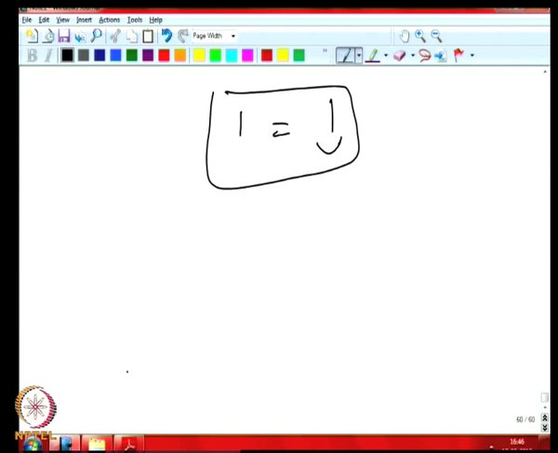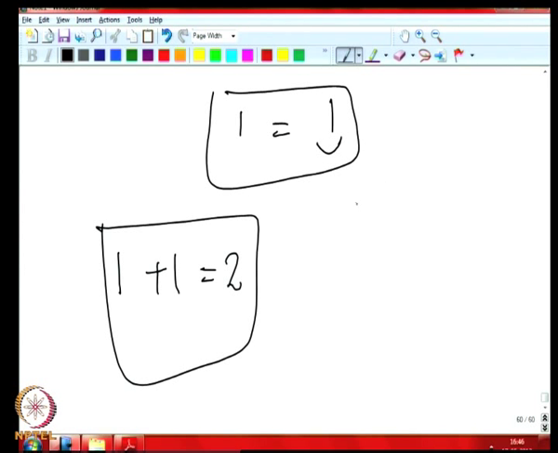Now, 2 can be written as a sum of positive integers. You are not allowed to take 0, so you should start with 1. 1 plus 1 is equal to 2. Yes, and we can also write 2 equal to 2. Here there are two ways to do this.